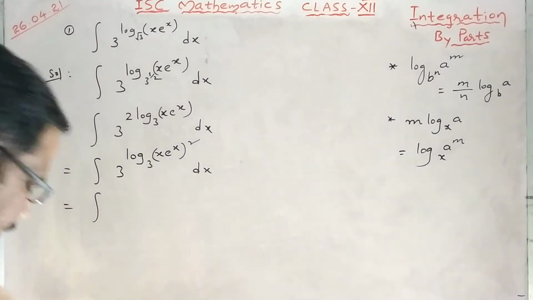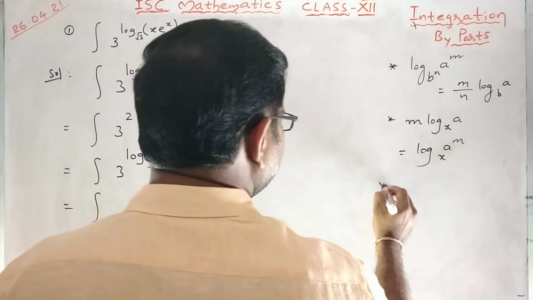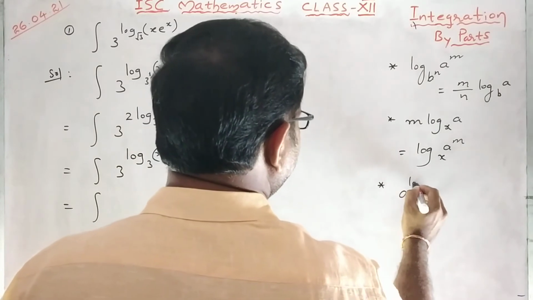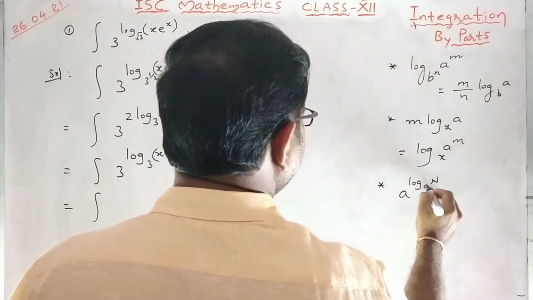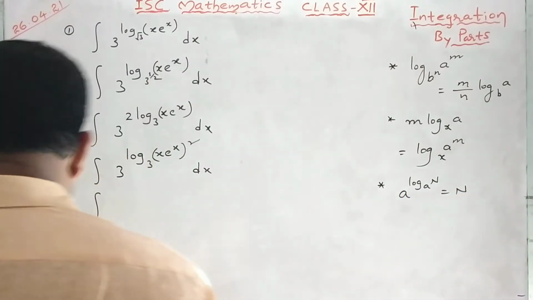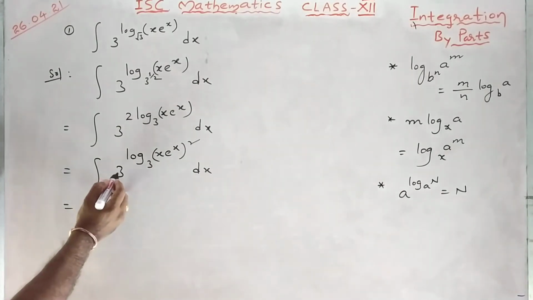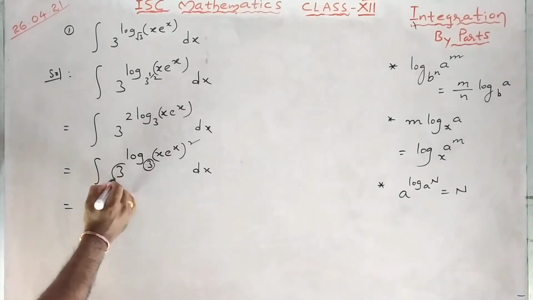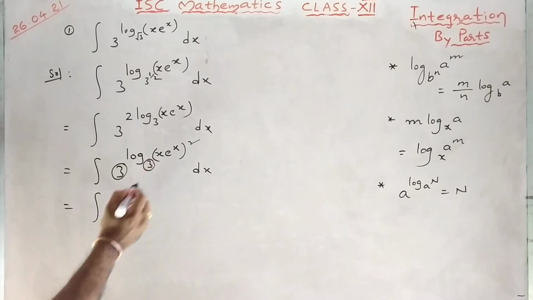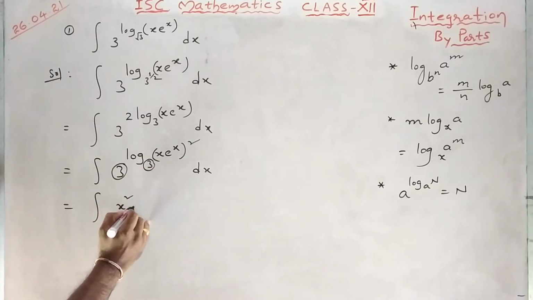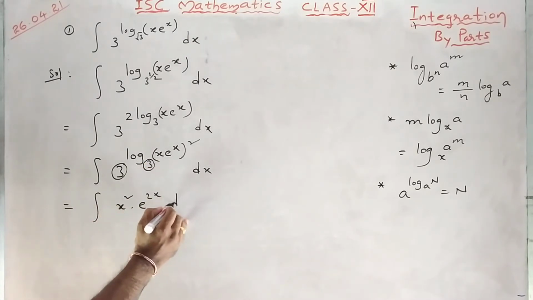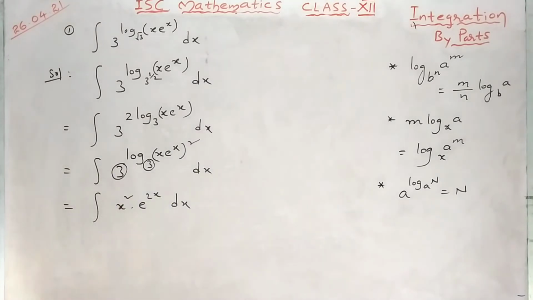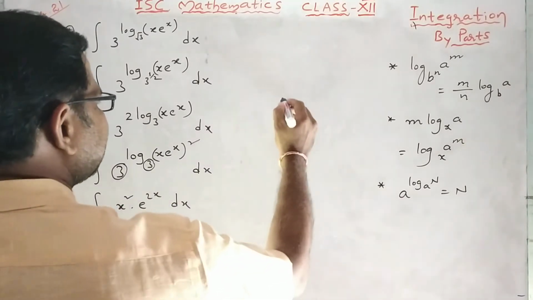Now, again one more formula we have: a to the power log n to the base a means we can write n. So here the 3 base we have is the same, then we can write it as integral x square e power 2x dx. Now we got into the same form, now by parts.